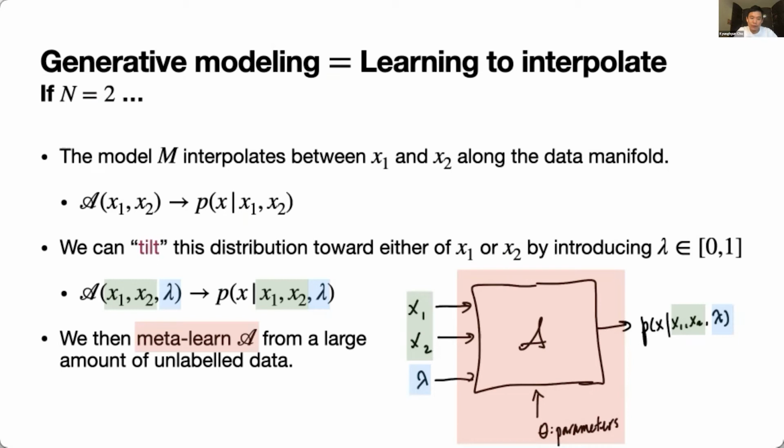If we think of an extreme case where we only have two examples, then this algorithm A takes as input two examples, x1 and x2, and the interpolation ratio, lambda, and it outputs a distribution over the input space such that the probability is high on the points in the input space that are similar to both x1 and x2. However, that point is not going to be exactly like either x1 or x2. So algorithm A becomes an interpolation machine, because generative modeling is precisely learning to interpolate. And we can now meta learn this algorithm from a large amount of unlabeled data.